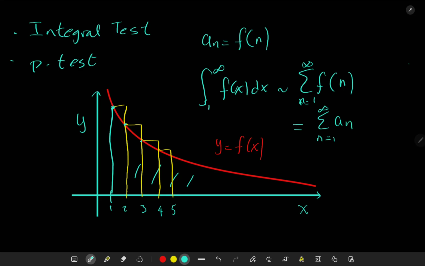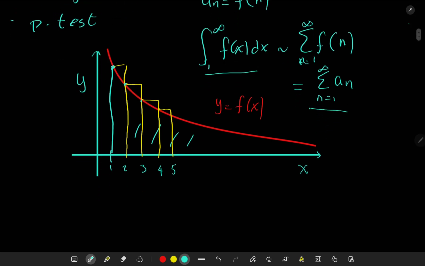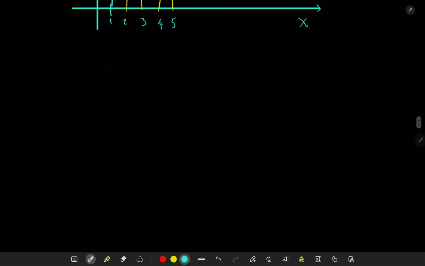So it's not that you can approximate the value of the integral with the series and vice versa, but what you can say is that under certain conditions, if the integral converges, which is something we know how to do in improper integrals, then the series converges. So let's take a look at what the theorem would say.